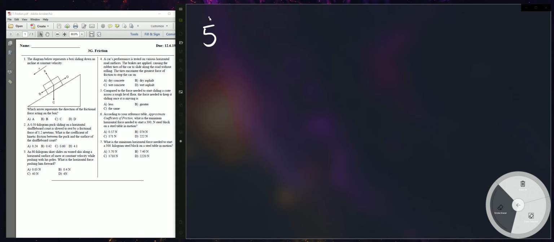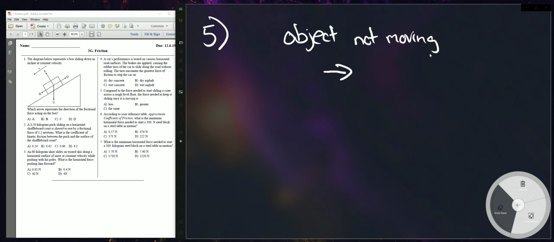Number 5. Compared to the force needed to start sliding a crate across a rough level floor, the force needed to keep it sliding once it is moving is less. We talked about this. If the object's not moving, we know it's static friction. The only friction an object not moving will experience is static friction.